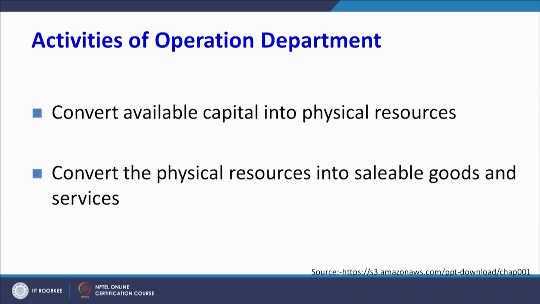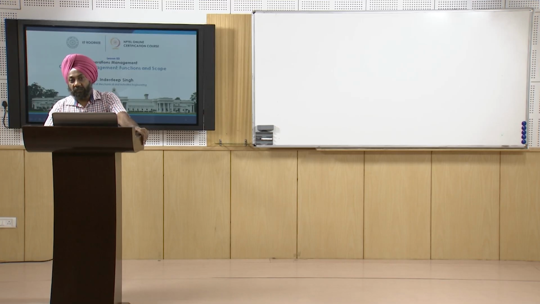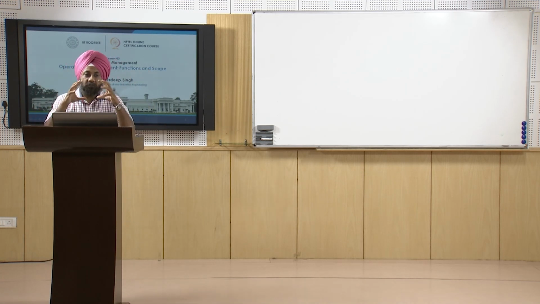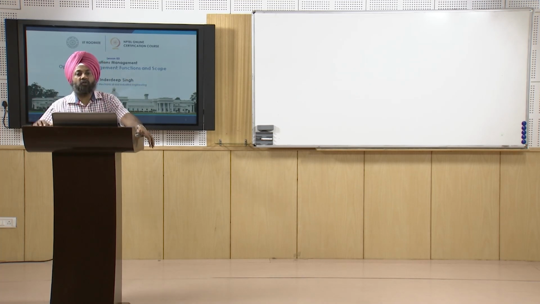Now, activities of the operations department: they convert the available capital into physical resources, and convert the physical resources into saleable goods and services. So that is what is expected. In the last session we have seen one diagram where a production system was shown, that you have a transformation stage in which your raw materials are converted into the products or the services.